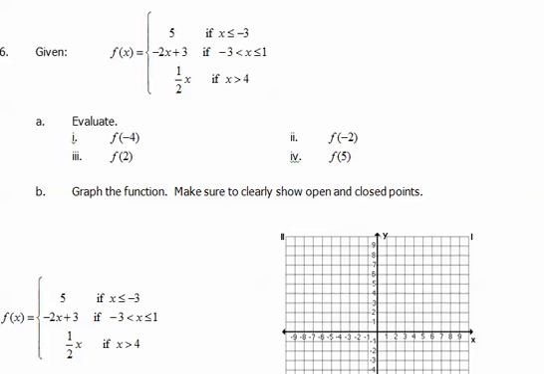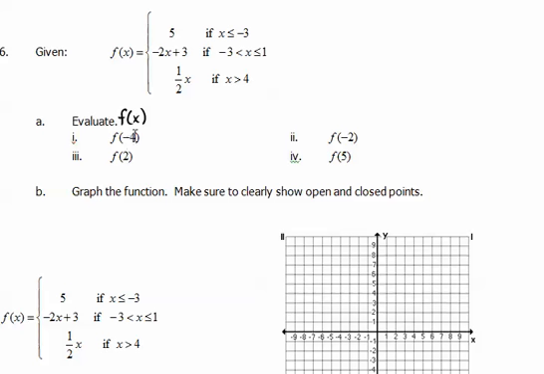Okay, here's problem number 6 from your quiz. The first method asks you to evaluate. Remember, when you're doing function notation, it is always f of x. The negative 4 here is the x value. This piecewise function has 3 different parts, so we have to look each time to figure out which part to use by looking at the x value.